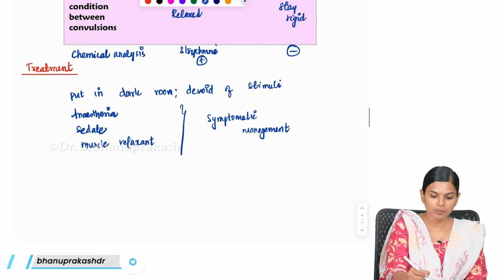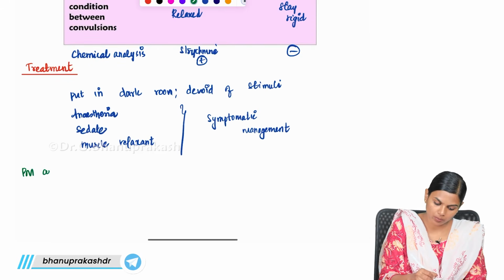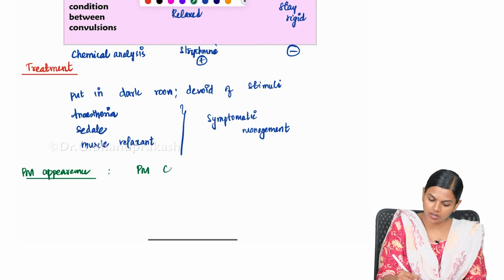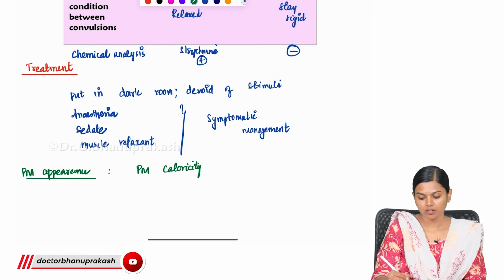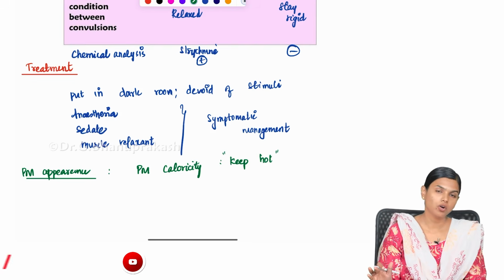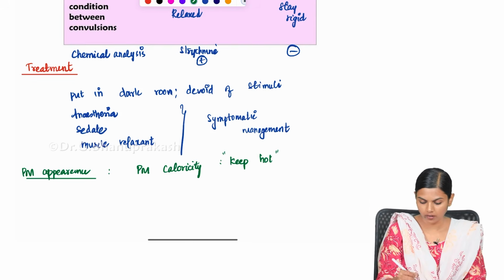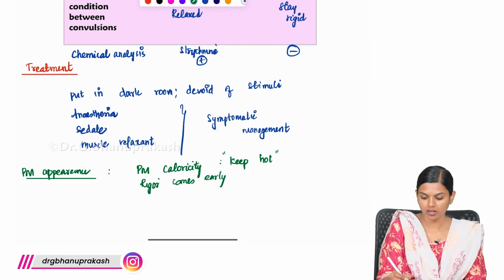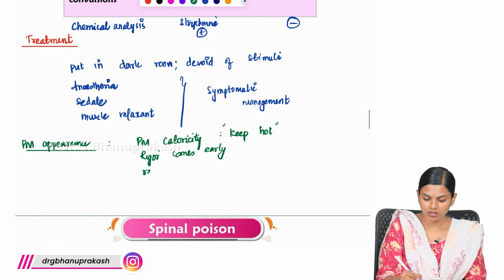And post-mortem appearance, what will happen? The main thing is there will be post-mortem caloricity. This is a condition where the body temperature stays hot, there is no cooling down. Only a hot body will be seen. And rigor comes early. And this Risus putrefaction.